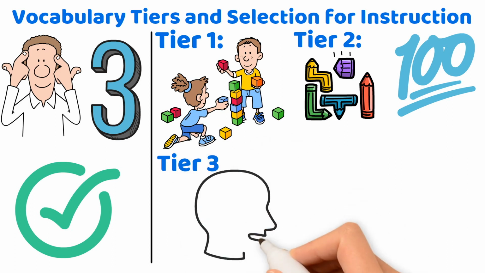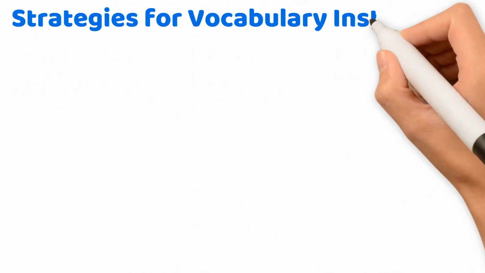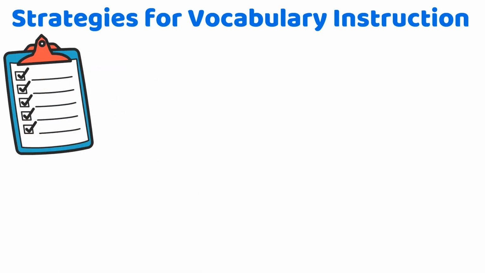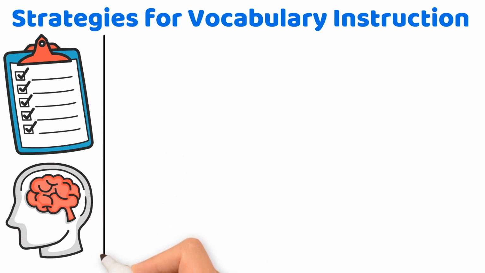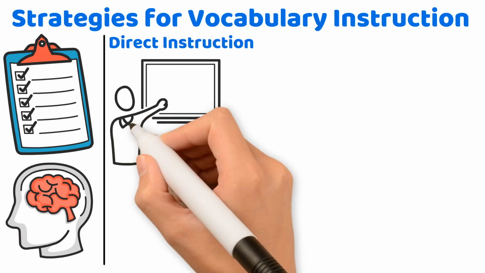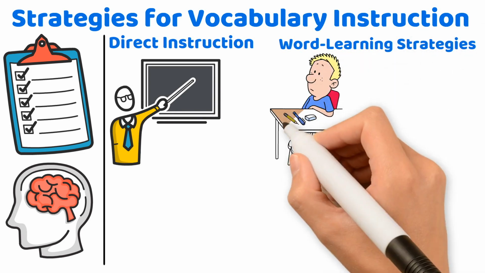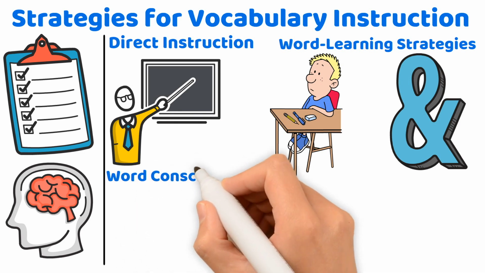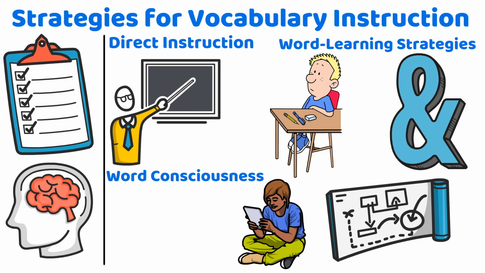Tier 3, domain-specific words, often necessary for understanding specific content. Now, let's move forward to strategies for vocabulary instruction, so you can be ready when a multiple-choice question about strategies comes up. Be aware that effective vocabulary instruction involves direct instruction, teaching specific words intensively; word learning strategies, helping students learn how to decipher unfamiliar words independently; word consciousness, encouraging an interest in words and their meanings through engaging activities.